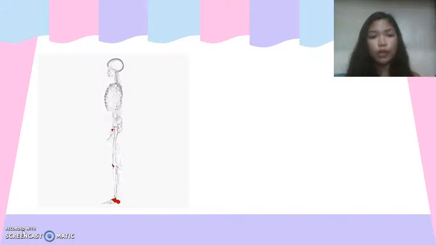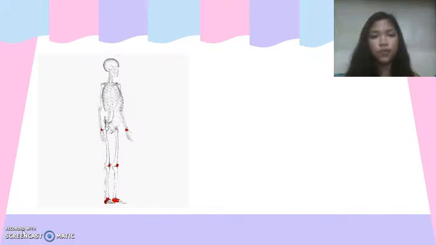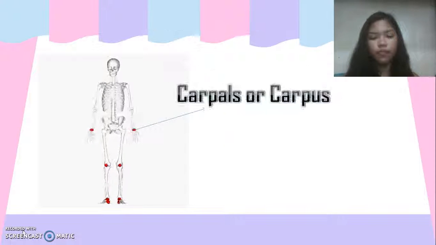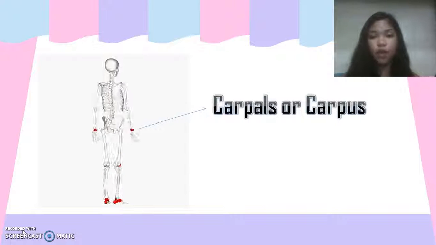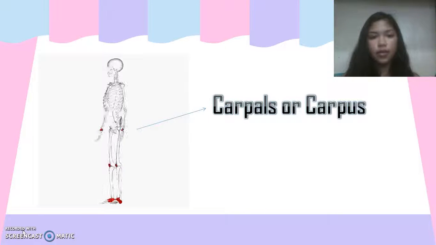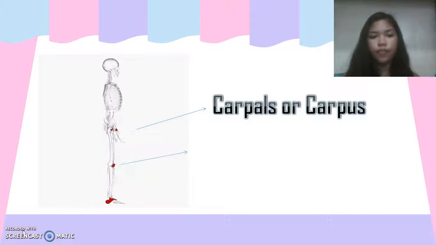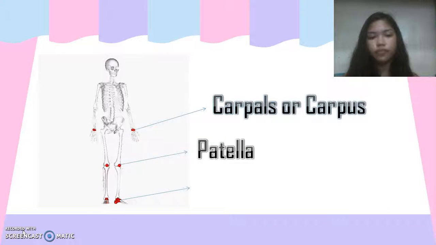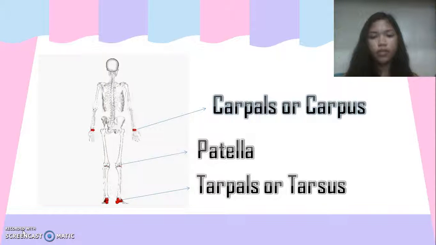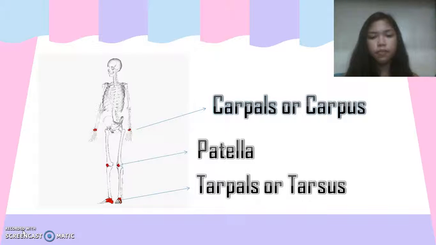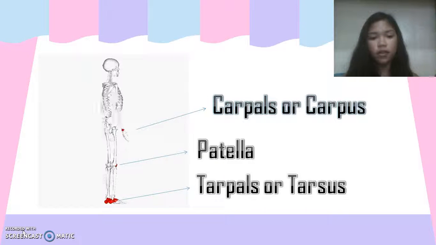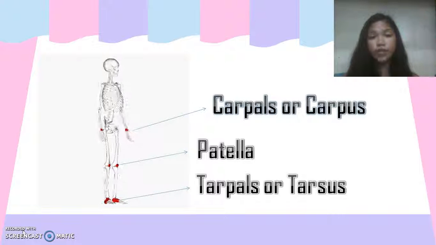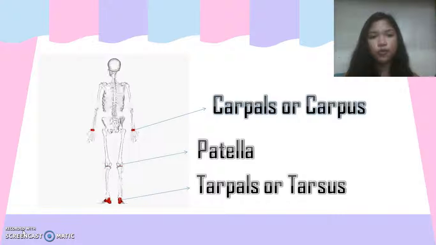The examples of these short bones are the carpals or carpus in the wrist, the patella in the knee, and the tarsals or tarsus in the ankle or in the feet. Those are the examples of short bones.